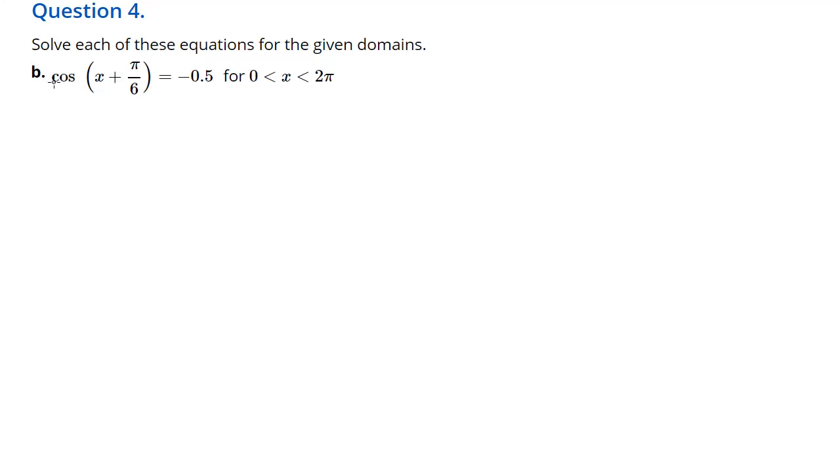Okay, so they got this equation: cosine of x plus pi over 6 is equal to negative 0.5. They want us to solve it for the domain 0 to 2 pi. Well, the cosine is all by itself, so I can go ahead and take the inverse of it and switch places. And it's going to be equal to x plus pi over 6.